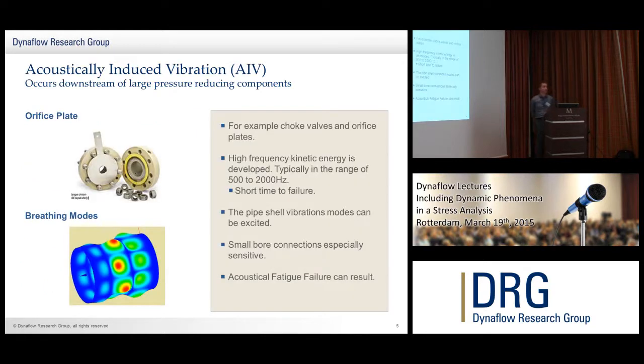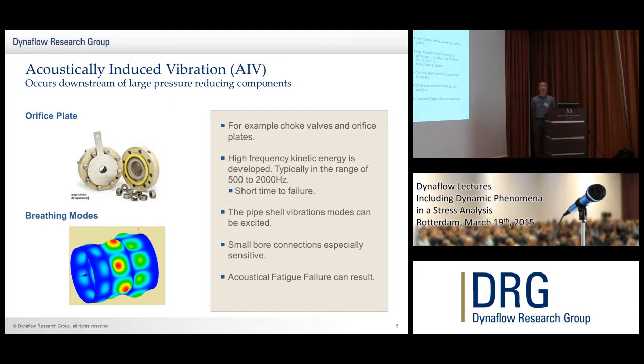First, let's look at acoustically induced vibration. This tends to occur downstream of large pressure reducing components. For example, a choke valve in a wellhead, which we'll touch on later, or orifice plates with a very small orifice diameter. What will tend to happen is you'll develop a lot of kinetic energy downstream in the range of 500 to 2000 hertz. And this acoustically induced vibration tends to excite breathing modes.